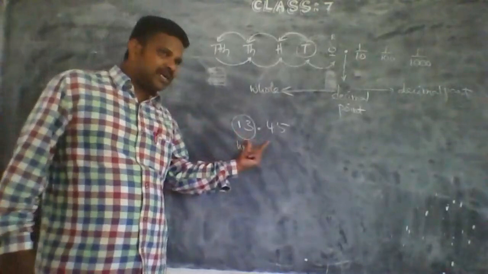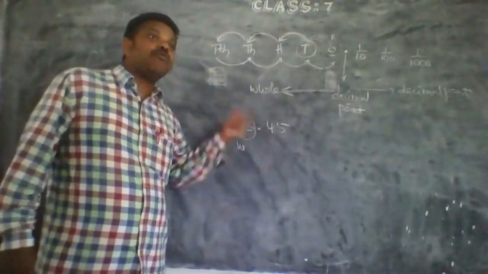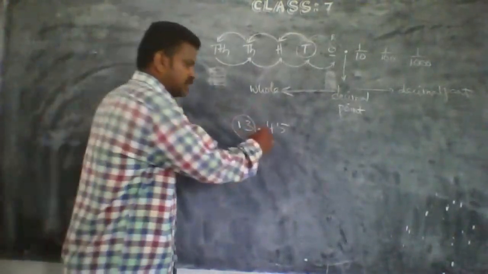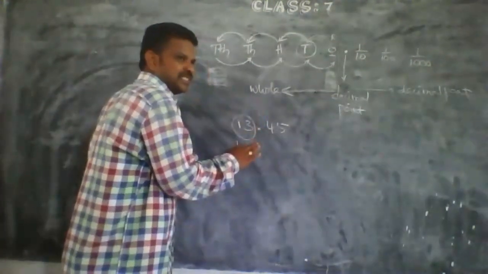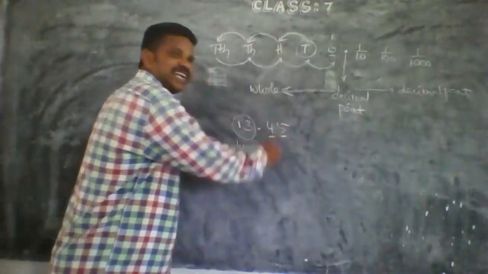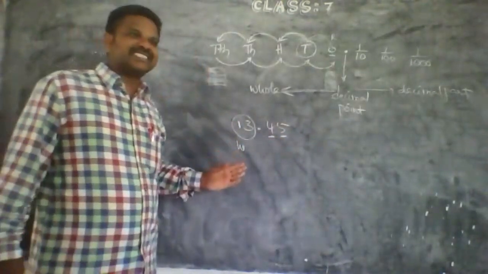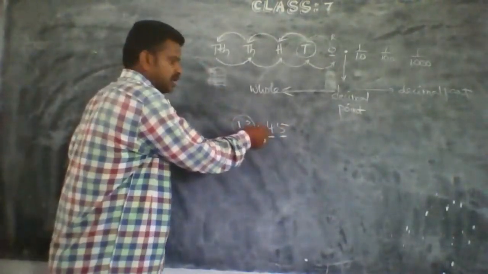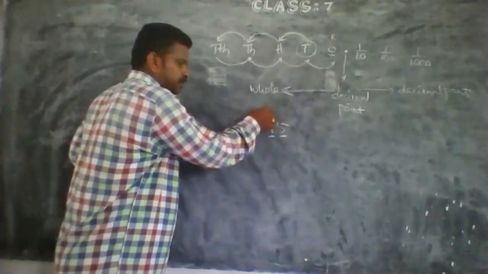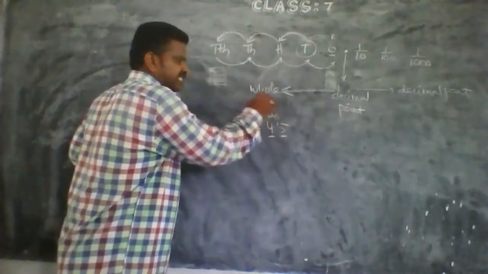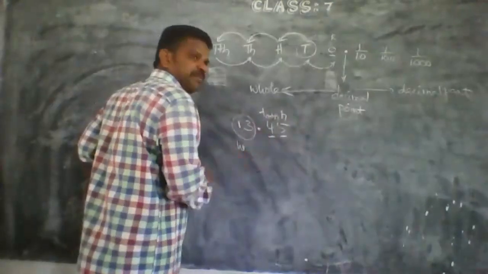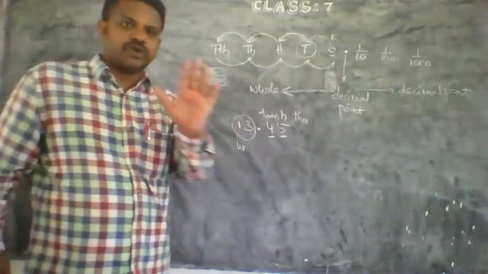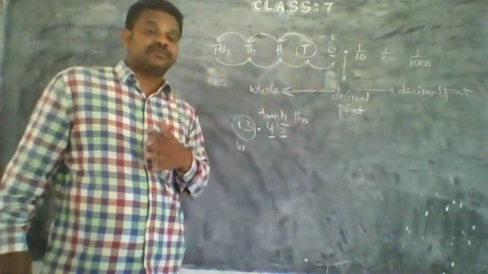How to read this number, 13.45? 13 point 4 5. For 0.45, don't read the places together: 4 tenths and 5 hundredths. The immediate place after the decimal point is the tenths place. Next is the hundredths place, then after that the thousandths place.